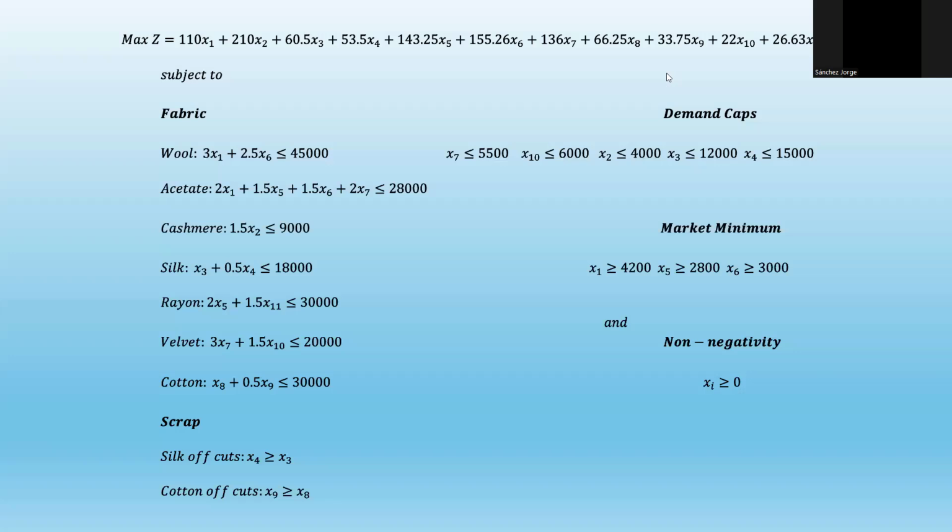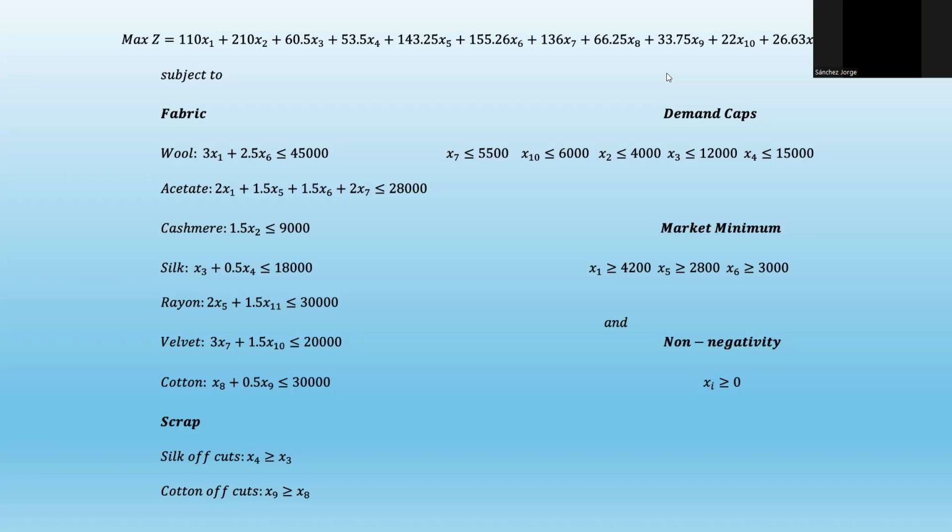First, we're going to start with the basics, which is the LP model. The objective of the LP model is to maximize the profit. We have different types of constraints: fabric, scrap, demand caps, market minimum, and also non-negativity. I didn't include it because I think it's very obvious that everything has to be greater or equal to zero. In fabric, we have wool, acetate, cashmere, silk, rayon, velvet, and cotton.